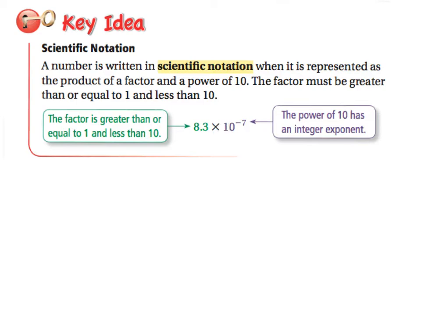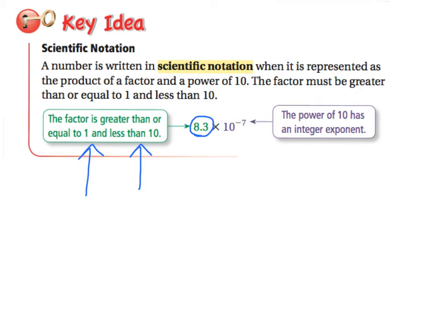Now here's the most important thing, because students will make mistakes on this. It's here in the green. The factor must be greater than or equal to 1. This number right here. Greater than or equal to 1, but less than 10. Once it gets to 10, it actually is going to go back to 1. You'll understand that as we look at some examples. Now this is the power of 10. The power of 10 has an integer exponent, so we're always going to have an integer exponent.